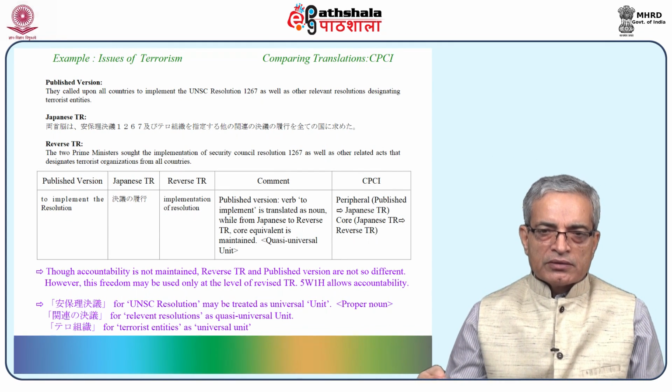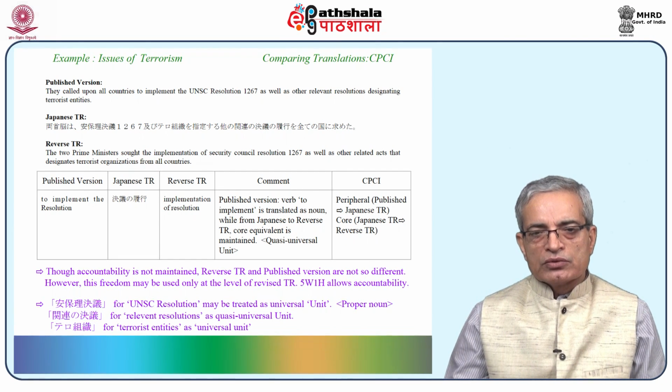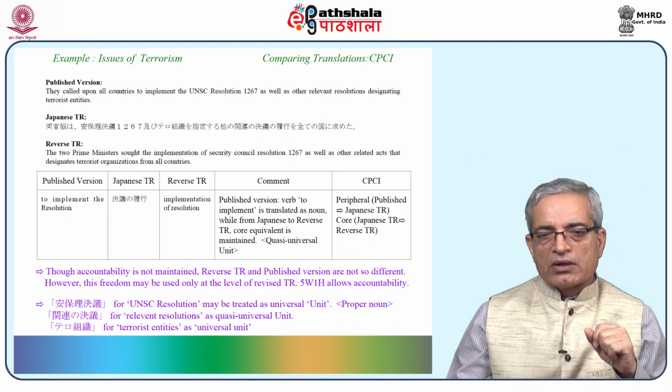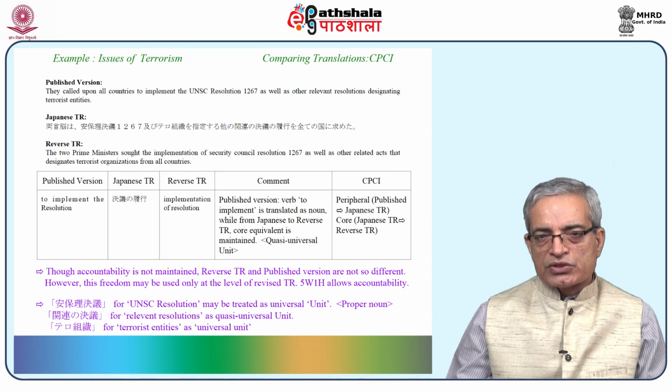When you see published to Japanese and core in Japanese, core when it is Japanese to reverse translation, though accountability is not maintained, the reverse translation and published version are not so different. However, the freedom may be used only at the level of revised translation. So 5W1H allows accountability.